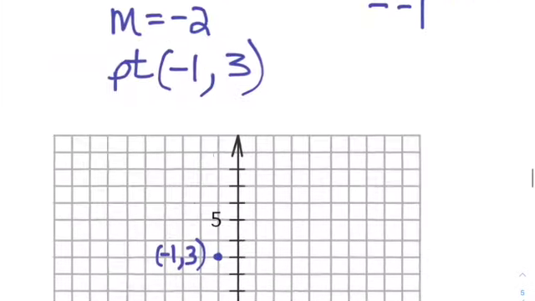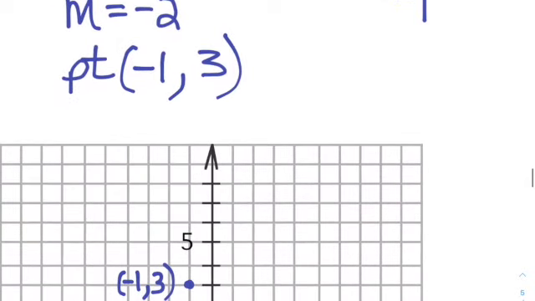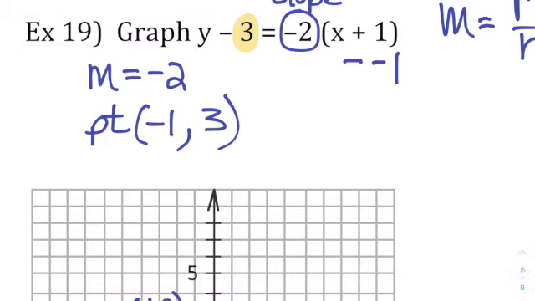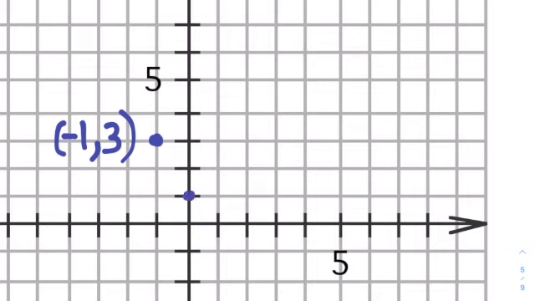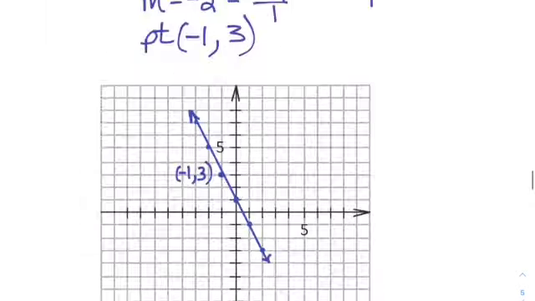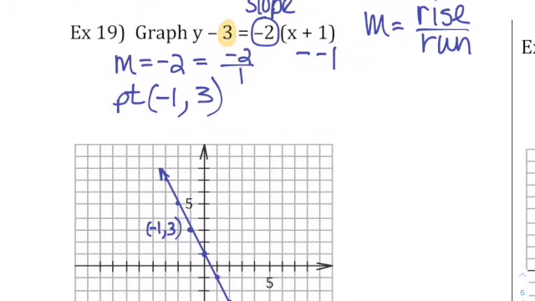Then we are going to use the slope. The slope is down 2, because that's negative 2 over positive 1. So it's going to be down 2 over to the right 1, down 2 over the right 1. And there is your line. That's it. Okay, now you guys try the next one and see if you get the same answer.